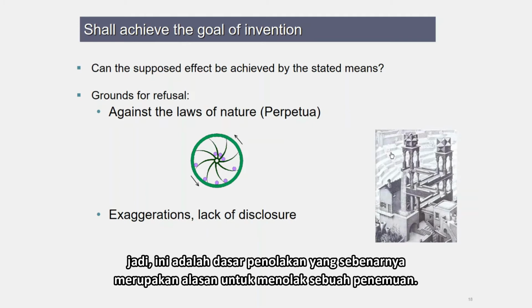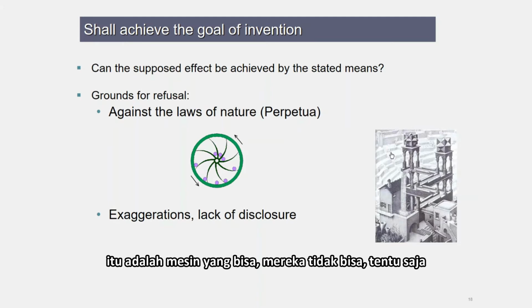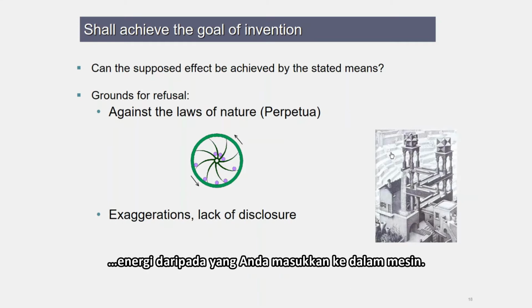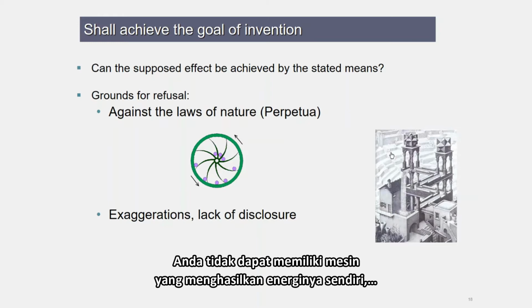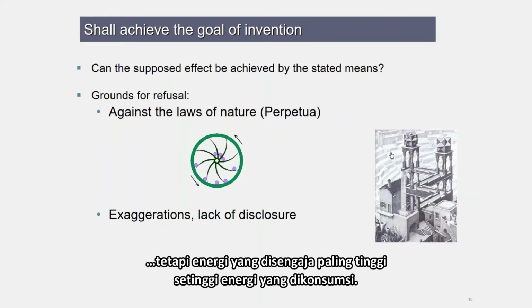So it is a ground of refusal, that is actually a reason to refuse an invention if it is, for example, against the laws of nature. If it is about a sort of perpetuum mobile, that is some machine that cannot exist, of course, but people can imagine these machines where you might actually earn more energy than you put into the machine. So it is actually against the laws of nature, it is against the laws of physics. You cannot have a machine that produces energy on its own. So machines, in fact, consume energy, they may deliver energy, but the delivered energy is at highest as high as the consumed energy.